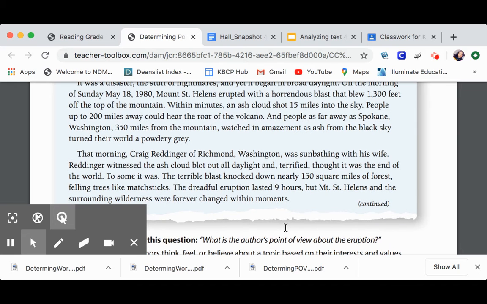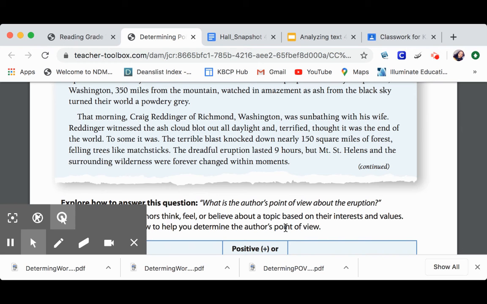That morning, Craig Render of Richland, Washington, was bathing with his wife. Render witnessed the ash cloud blot out all daylight and, terrified, thought it was the end of the world. To some it was. The terrible blast struck down nearly 150 square miles of forest, felling trees like matchsticks. The dreadful eruption lasted 9 hours, but Mount St. Helens and the surrounding wilderness were forever changed within moments.